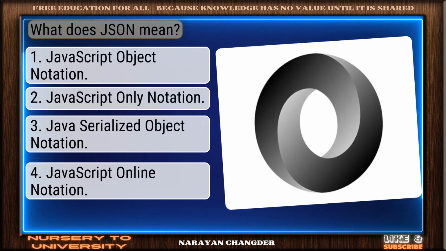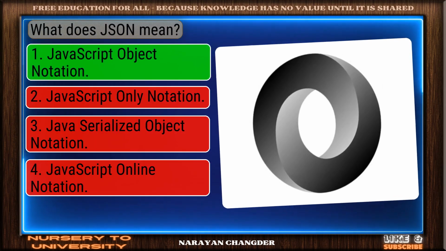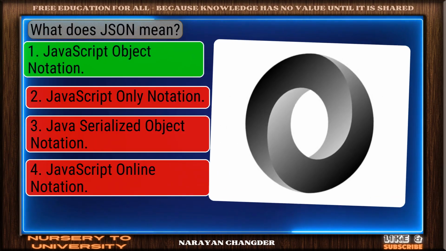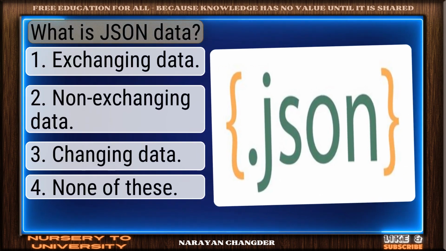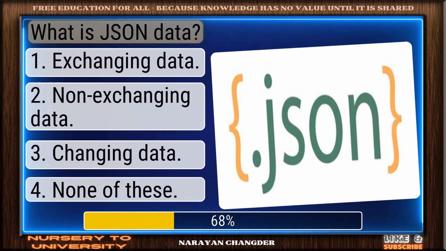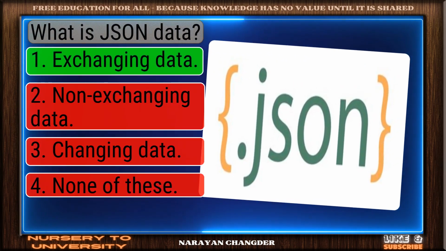Question number 79. What does JSON mean? Right again. JavaScript Object Notation is a valid answer. Question number 80. What is JSON data? Well reasoned. Exchanging data is the correct choice.